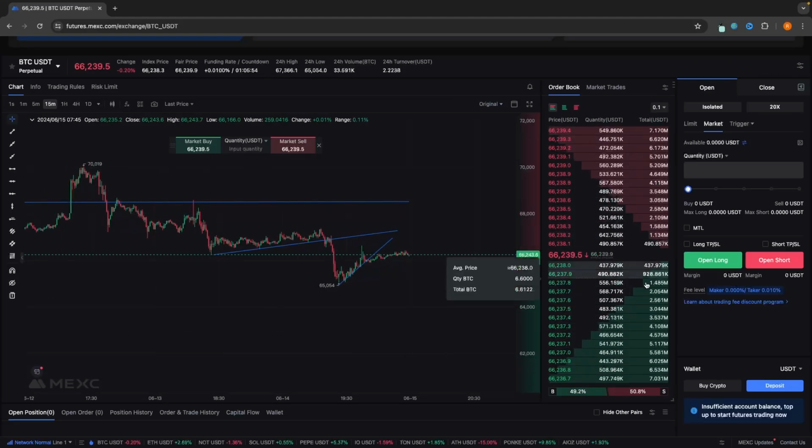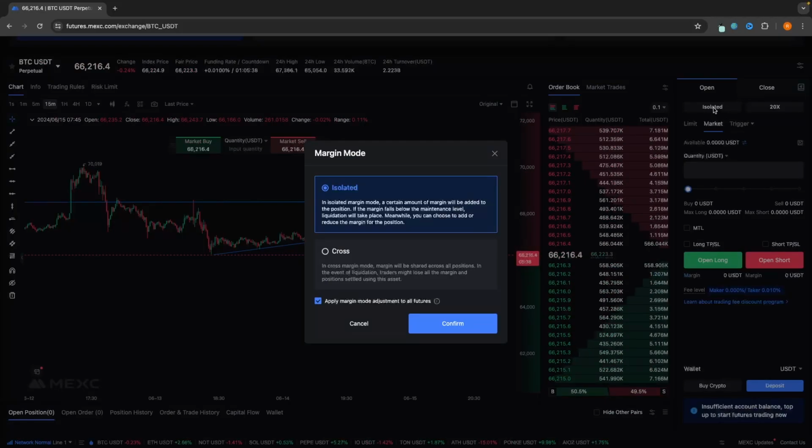Now, over here on the right-hand side, where we have the trading panel, this is where the real difference is between trading regularly on MEXC and trading in this futures area. Because the first thing that we can do right here is you can see it says isolated right now, but if we click into this, we can switch between the isolated and cross margin mode. Now, this is very important because the difference between these two margin modes is going to make a massive difference in the amount of risk that you are taking.